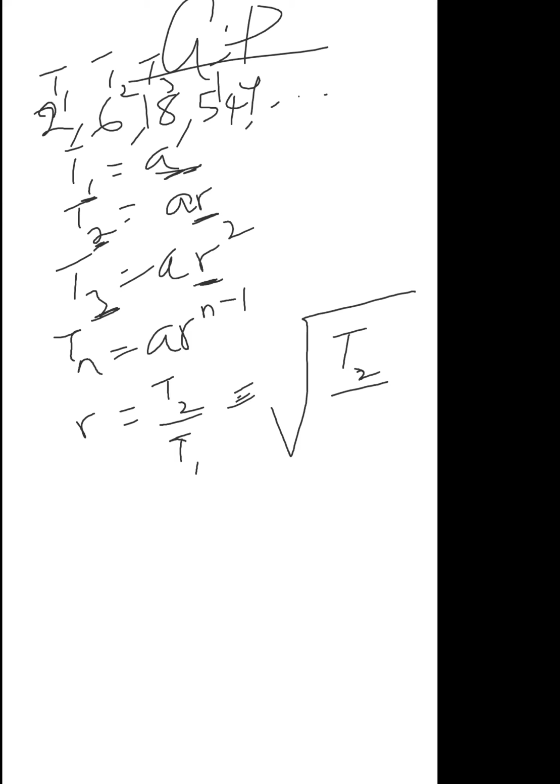If you are given two distant terms, it will just be Tn over Tm. Then the root will be what? N minus m. N minus m will be the root. Let's look at an example. You are given T1 as 2 and T4 as 54 here.